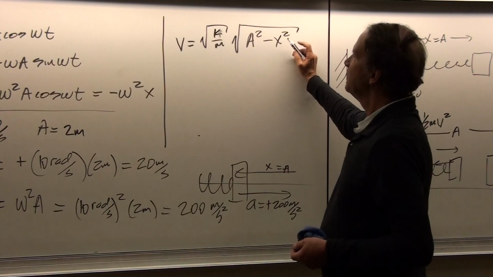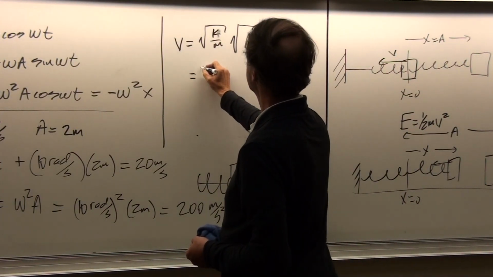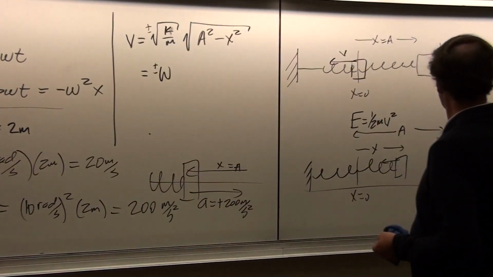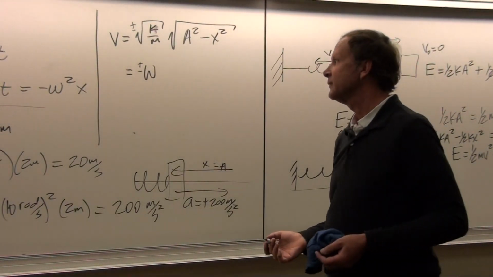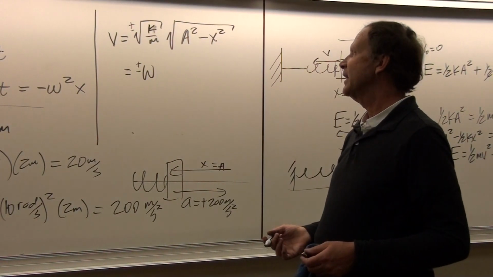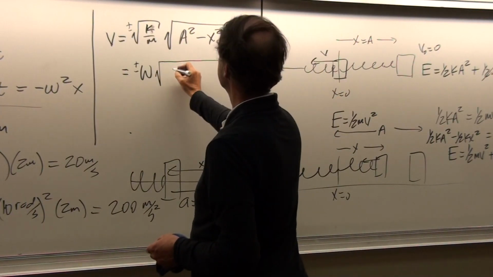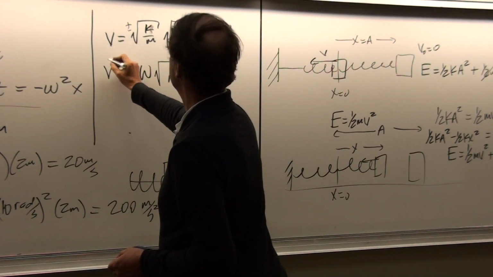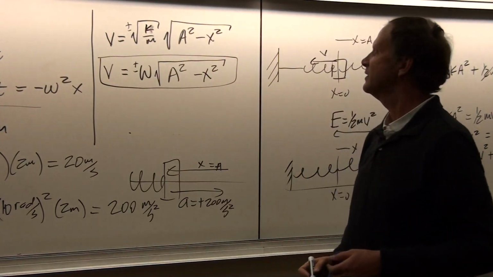But we know from before that omega is the square root of k over m. And this should be plus or minus, because when you take the square root of both sides of an equation, you get a plus or minus root. And so a lot of times we don't use the minus solution, but in this case we will. So just doing that little bit of algebra gives us this expression for the velocity.